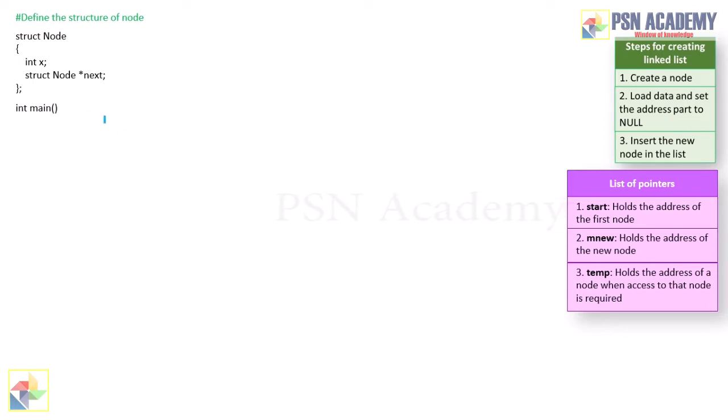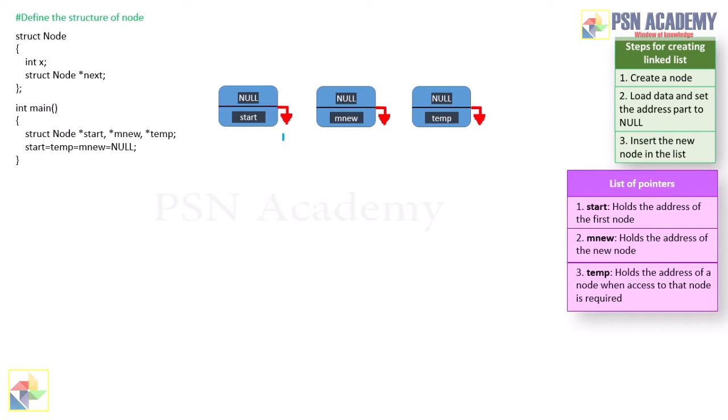Now the main starts here, and we take 3 pointers, start, mnew and temp, and all of them are of struct node star type, right? Next, we initialize these to null. Now you see the visualization. The start pointer is pointing to null, mnew is also pointing to null, and temp is also pointing to null.